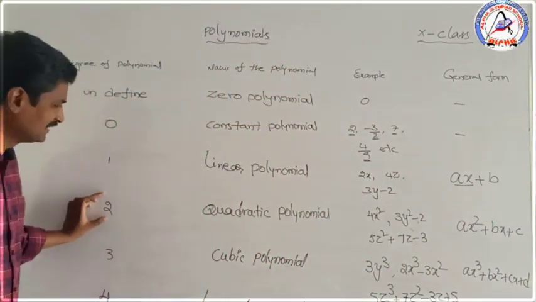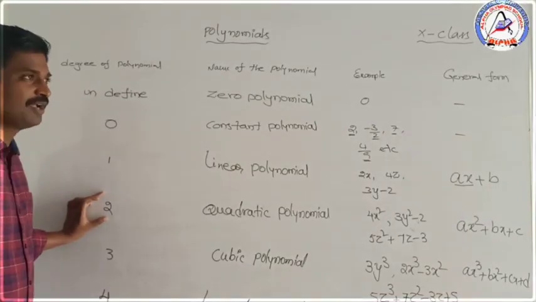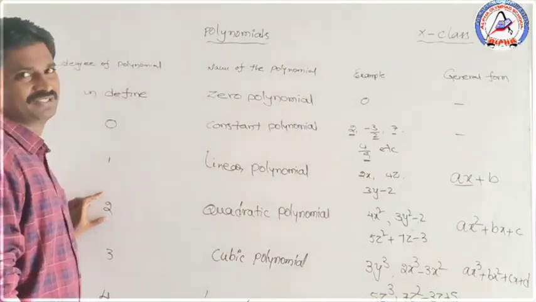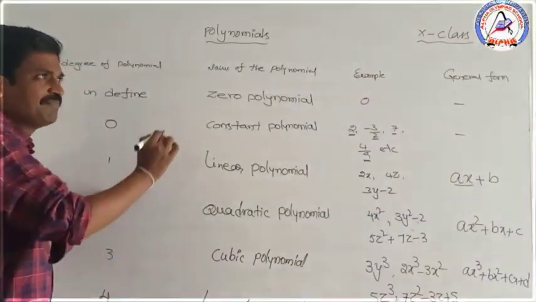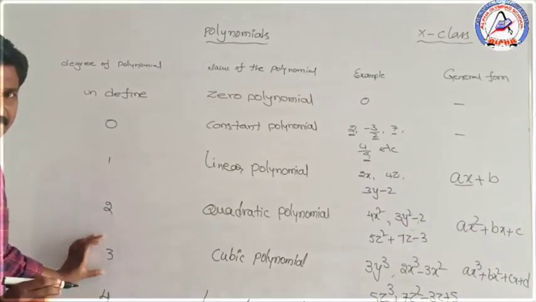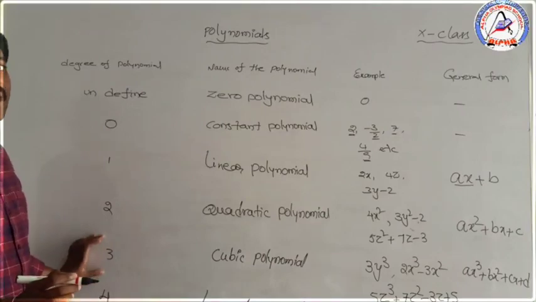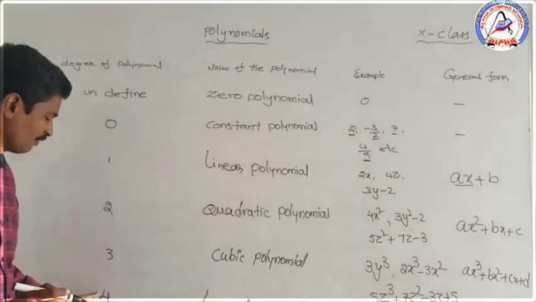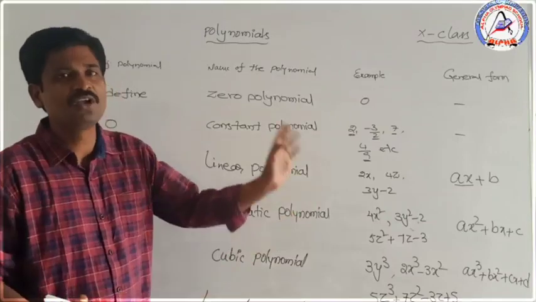If a polynomial's degree is 2, then the polynomial has a maximum of 3 terms. If the degree is 3, then the polynomial has a maximum of 4 terms. If the degree is 4, then the polynomial has a maximum of 5 terms.